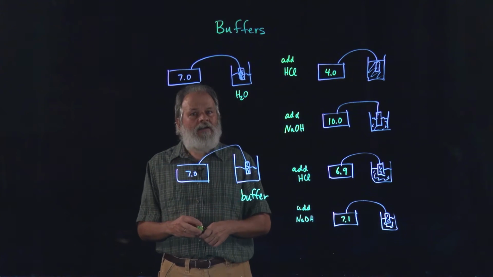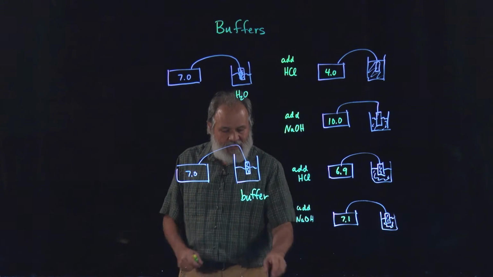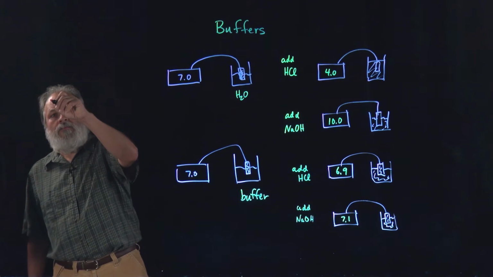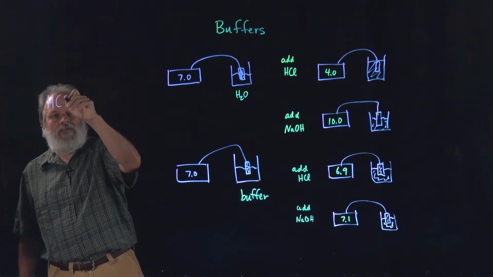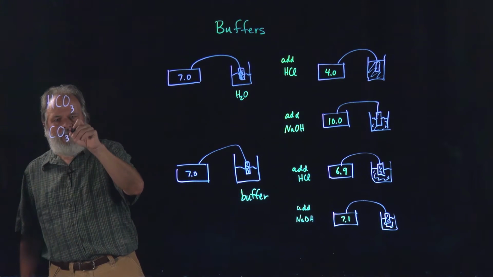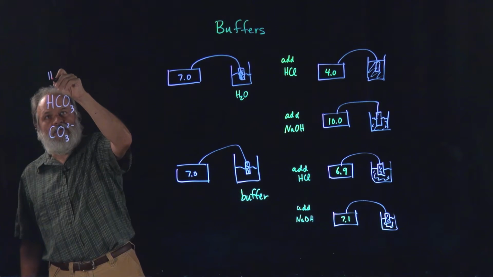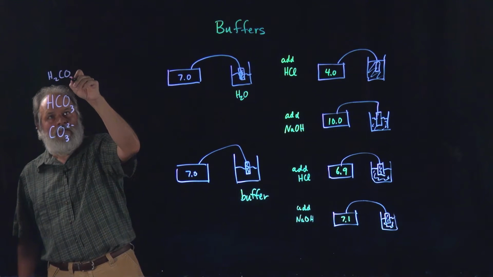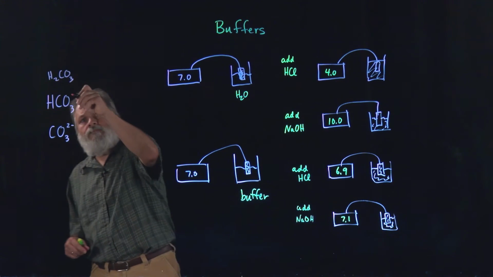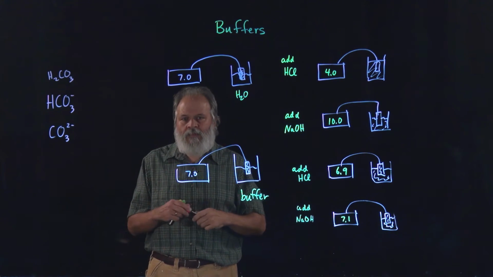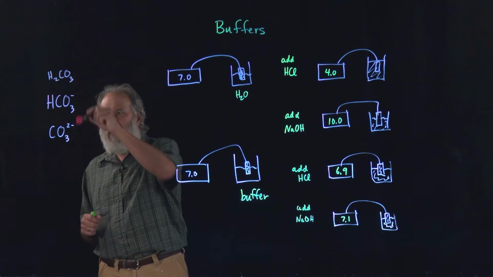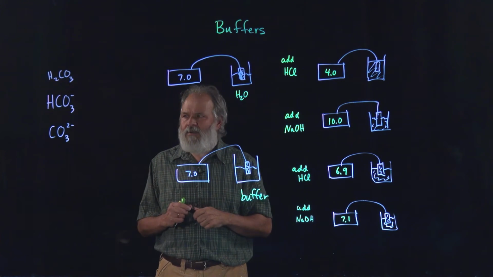Okay, so let's do the examples of the actual buffer systems I talked about. So if you have hydrogen carbonate and carbonate and H2CO3, okay, all of these are in equilibrium, but at the blood pH there's going to be significant amounts of hydrogen carbonate and some carbonate.